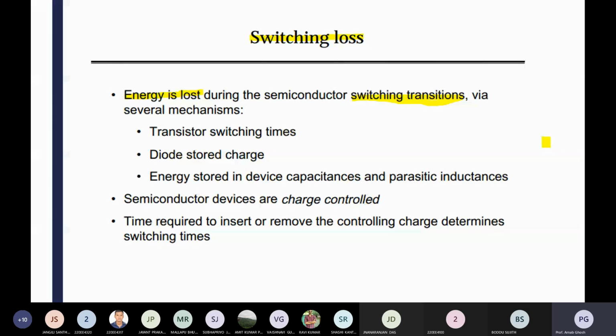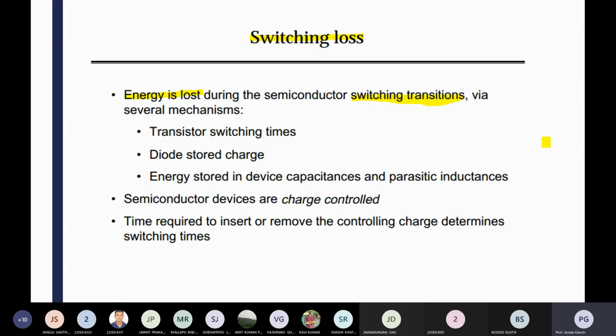Next thing, energy stored in device capacitance and the parasitic inductances. If you go back to your measurement subjects, in bridge circuits such as the Maxwell inductance capacitance bridge, any kind of bridge for measurement of unknown inductance or unknown capacitance, you consider a minimal equivalent series resistance, that is called ESR, along with your inductance and capacitance. That type of resistance is called the parasitic resistance.